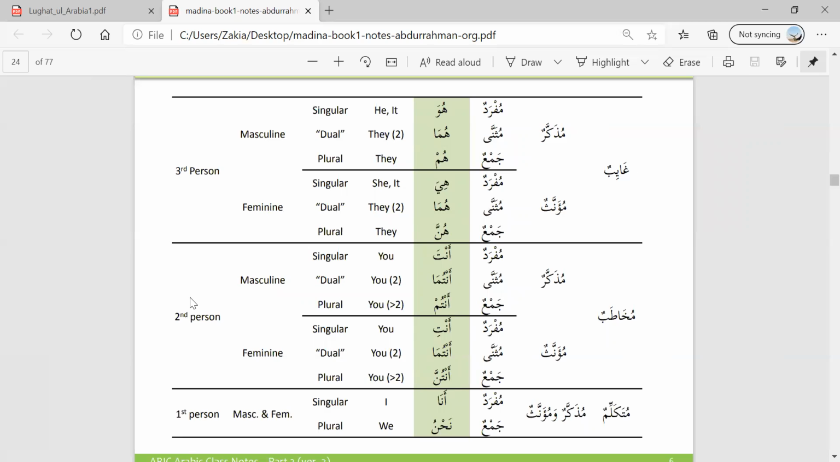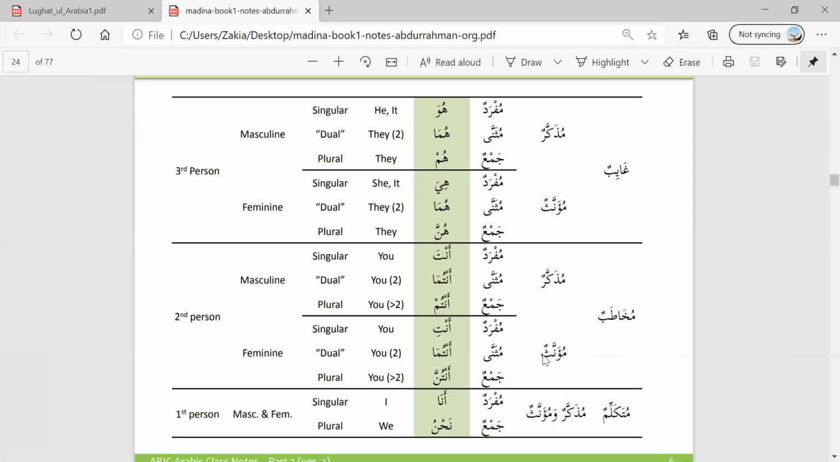So you have first person, second person, third person. Third person is like he, she, they and them. The second person is mukhatib, which is present: you, you two, you all. And the first person is talking about yourself, mutakallim. Mudhakkar wa muannath is basically masculine and feminine. So this stands for masculine and this stands for feminine, and again masculine and feminine, and here masculine and feminine as well. So ghaibun means not present.